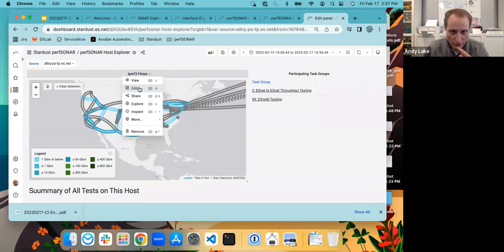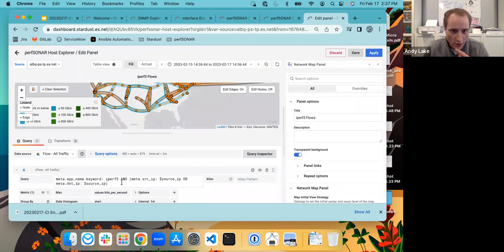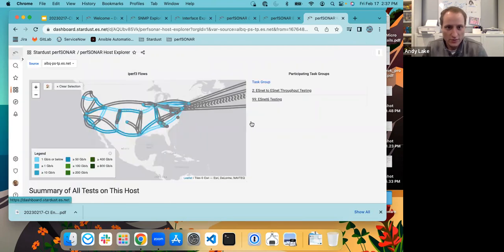So you can see that query here, right? Again, we've constrained by iPerf3, and then we're looking at the source and destination IP to see if they match, basically the IP address behind this. And you can imagine too, if you had two endpoints, that's how we draw a single flow across the graph. We can do all that. And then I mentioned the flexibility of the matrices.